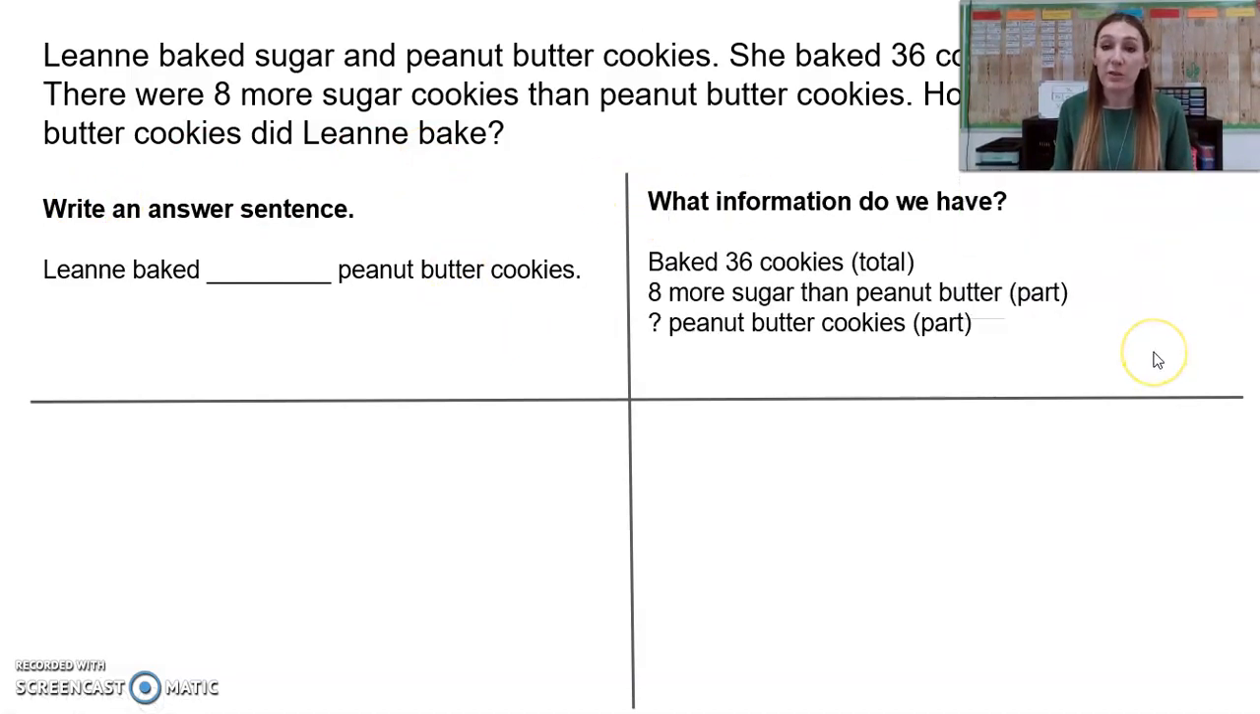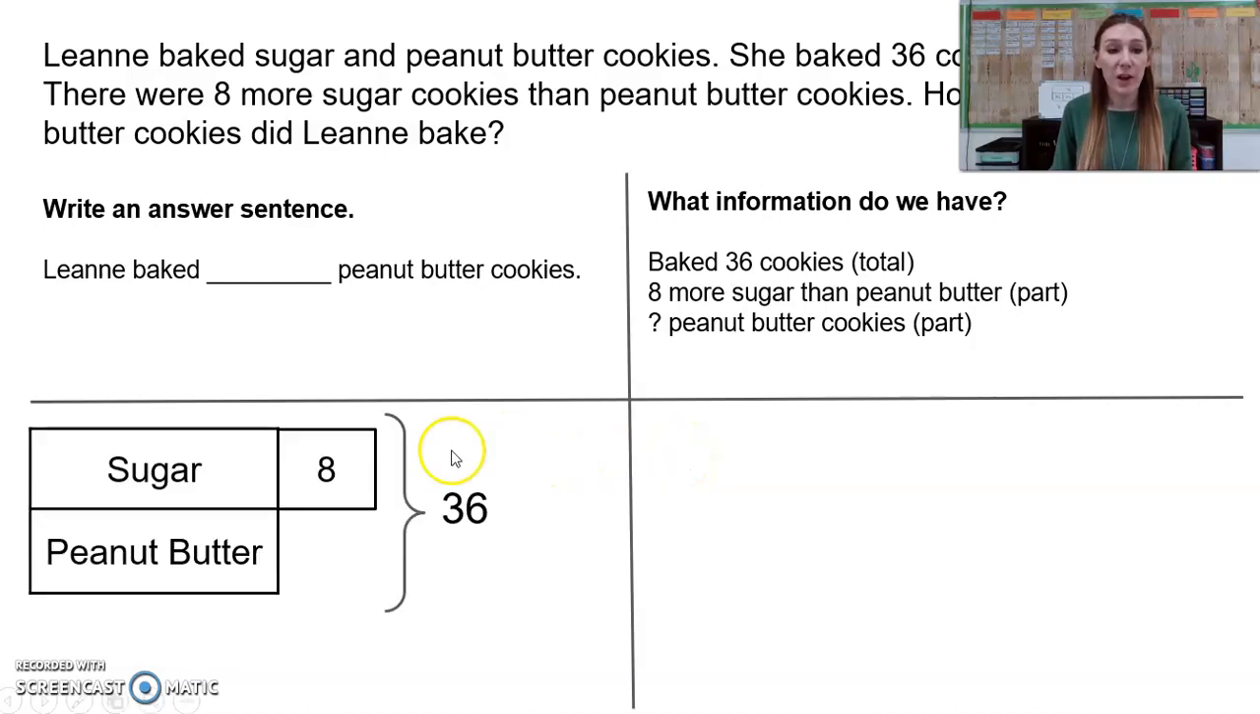So in our second box, we're going to list the information that we have. So we know that she baked 36 cookies. This is our total. We know that there are 8 more sugar than peanut butter. That's a part. And we also know, and we don't know, sorry, we don't know how many peanut butter cookies she baked. So that's our second part.